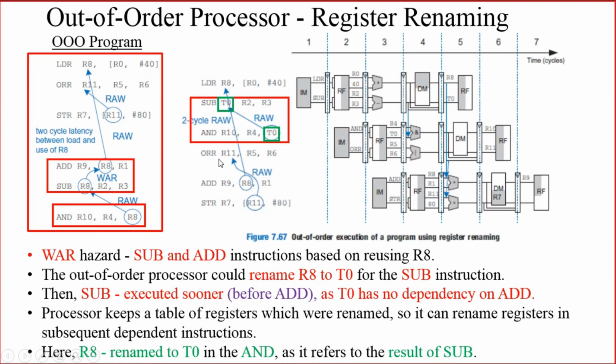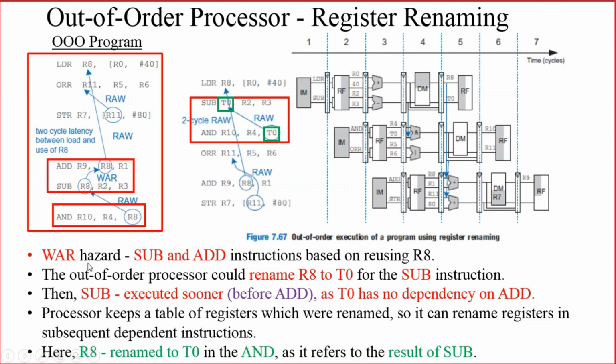We were able to increase the instructions per cycle. Previously we were having 6 instructions in 4 cycles, that is 1.5, but here we were able to execute 6 instructions in 3 cycles. So we are able to increase the instructions per cycle to 2.